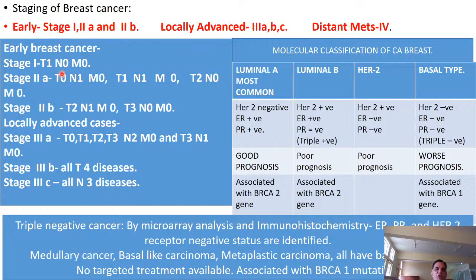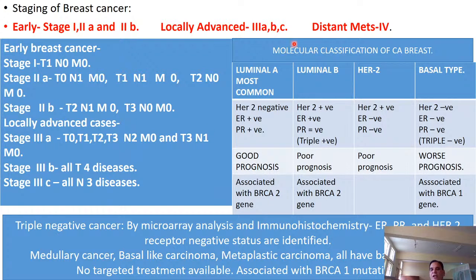Okay. So what are we doing? These are all the classifications you can read at leisure. For stage 3B, up to 2B is alright. For 3B, it is grade 4, locally advanced, and they are called T4 diseases in stage 3B. And stage 3C, all N3. N3 means nodal status: how many nodes are there?